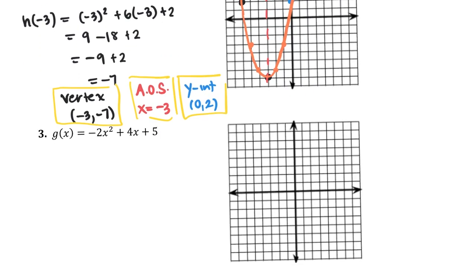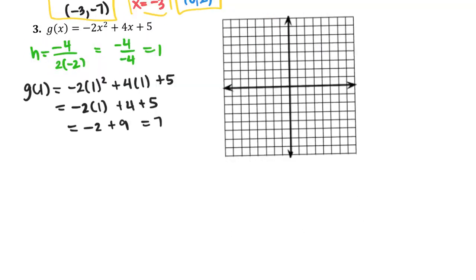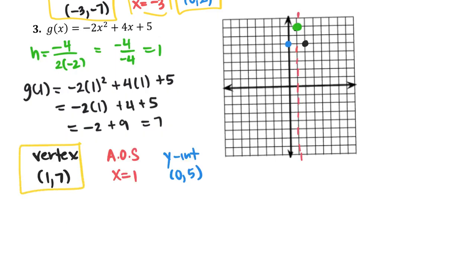Okay, last one. Vertex 1, 7. Axis of symmetry, x equals 1. Y-intercept was 0, 5. I went ahead and graphed it 0, 5. I matched this across. My A value was -2, so this is opening down. And if I go right 1 down 2, and left 1 down 2, it matches up with my graph. So I feel good about the fact that this is probably correct. So let me sketch in my parabola, make it curved.